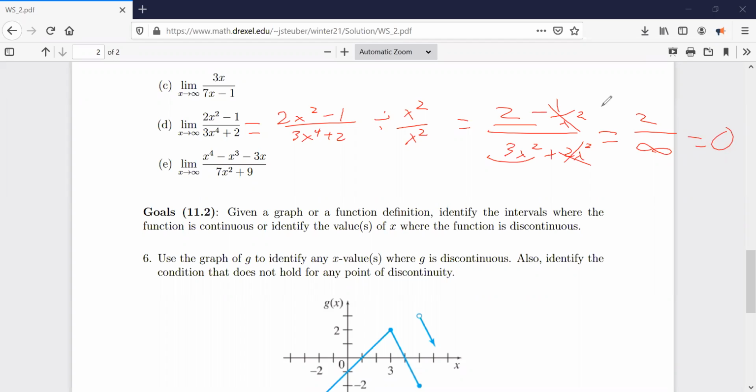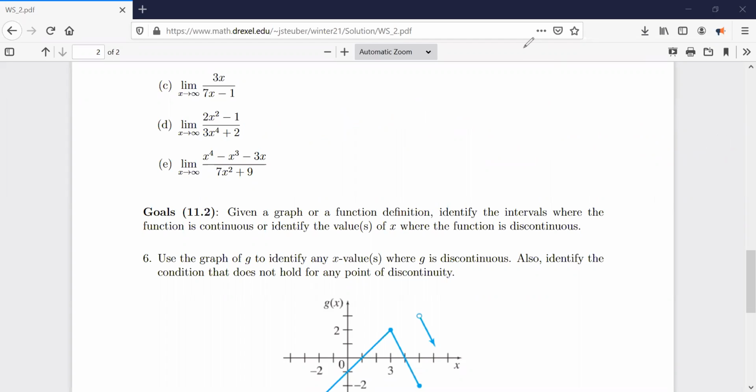If you want to go through it in that more formal way, I would suggest you can just say, hey, what's the lead power of the top? What's the lead power of the bottom? If the lead power of the bottom is bigger than the top, then the bottom's going to grow faster. And that tells me that the whole thing is going to approach 0. So either way, if you want to go through the whole process or you just want to use those quick rules, this guy's going to go to 0.